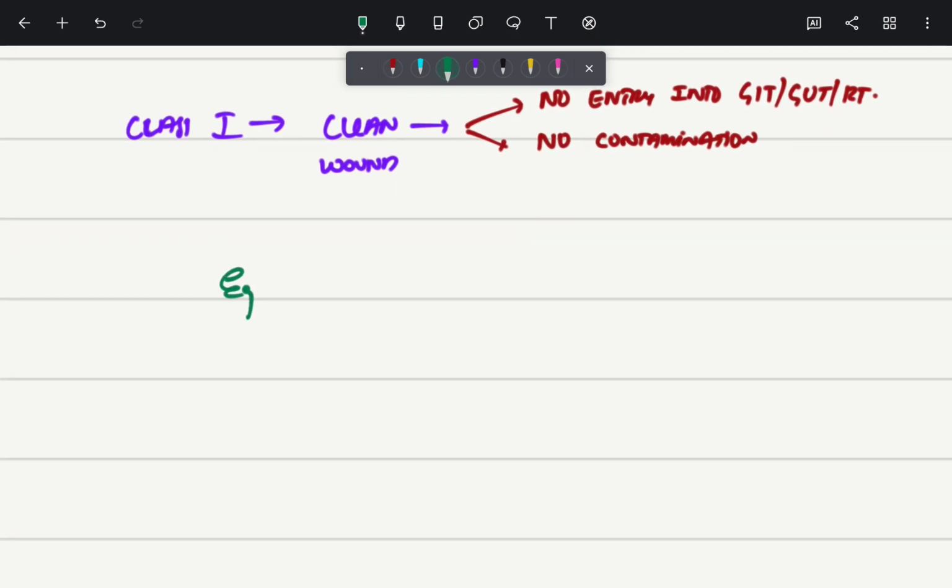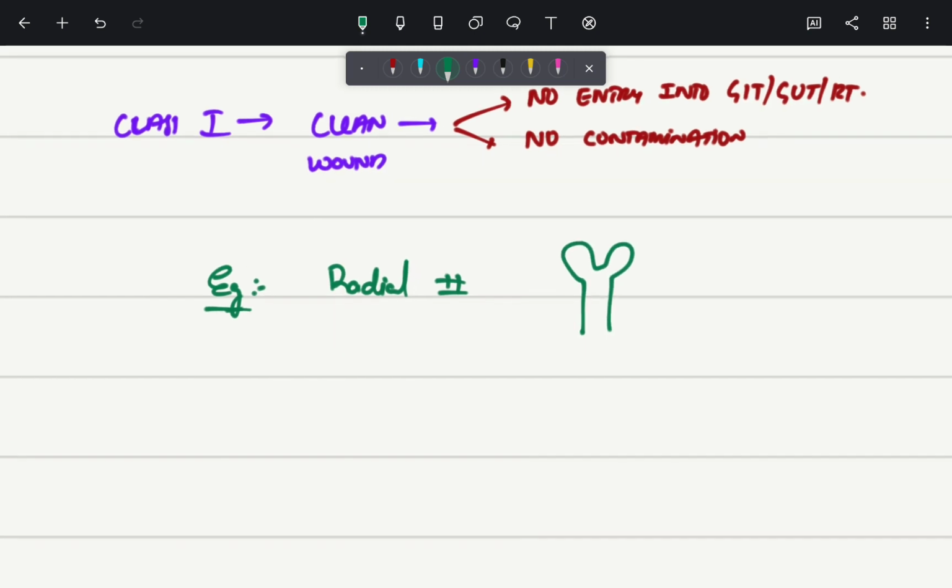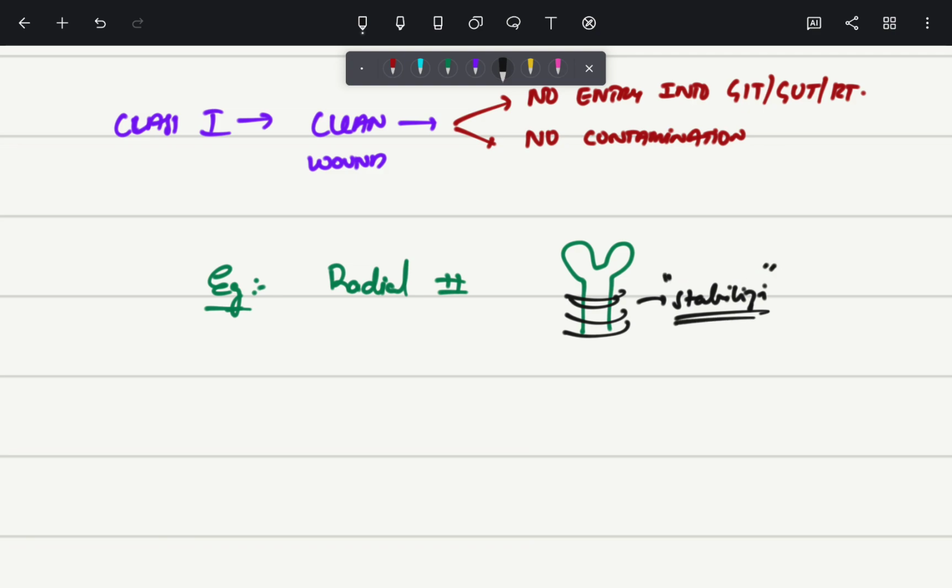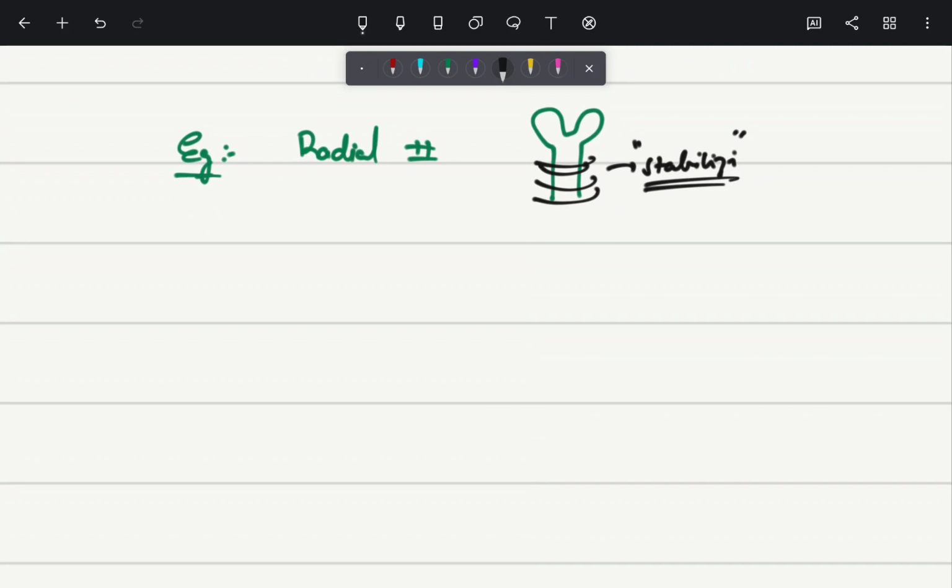Now what is an example of a clean wound? Imagine there is a radial fracture. If there is a radial fracture, we are not going to open up the GIT or the GUT, because it is simply a radial fracture and it does not require a surgical exploration. We simply place a cast on the radial fracture and stabilize the bone. Hence this type of wound is called a clean wound.